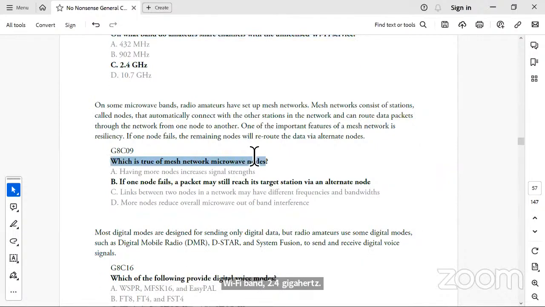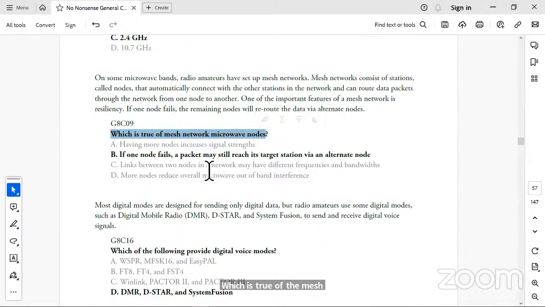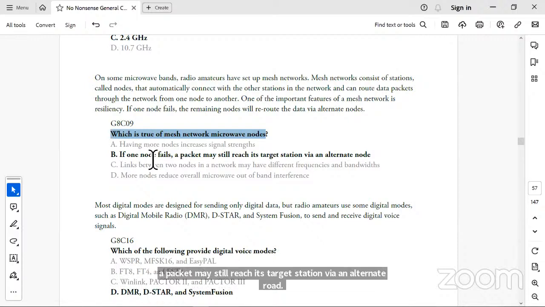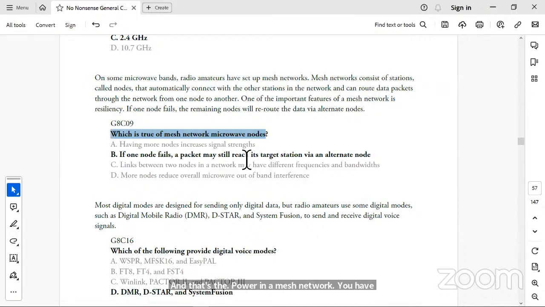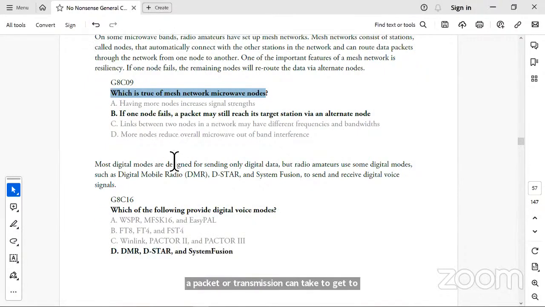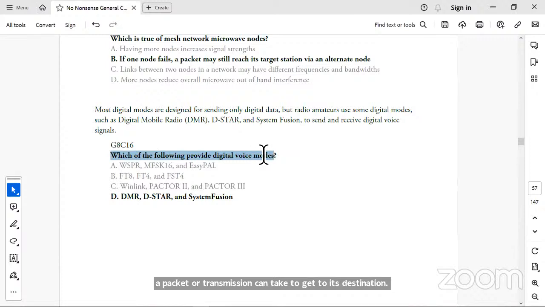Which is true of the mesh network microwave nodes? So we did discuss hams repurposing commercial equipment, Wi-Fi equipment, and creating mesh networks. And they're asking us which is true of all of these. Well, this one is correct. If one node fails, a packet may still reach its target station via an alternate route. And that's the power in a mesh network. You have different routes and different nodes that a signal or a packet or transmission can take to get to its destination. Very resilient, that mesh networking. In other words, it doesn't depend on one route only.